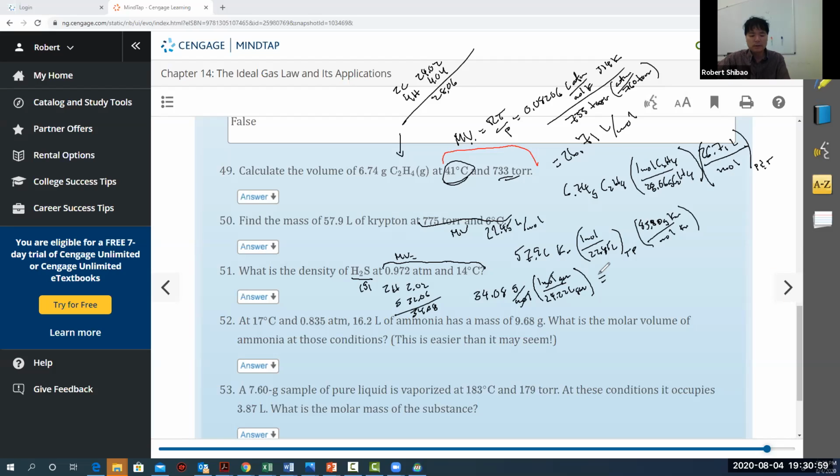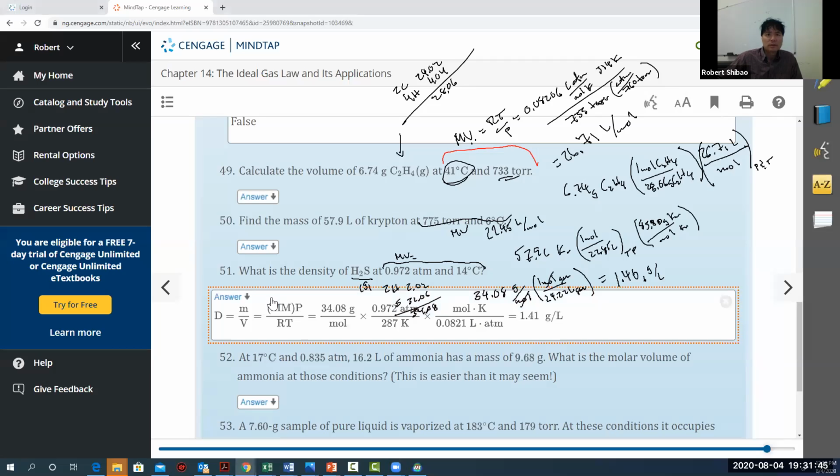And so let me flip this over, and times 34.08. 1.406. We're allowed 3 sig figs here. 1.406 grams per liter. So it's denser than air, because this weighs more than air. Air is about 29. The average molar mass of air is about 29 grams per mole. H2S is heavier, so it's going to be more dense.